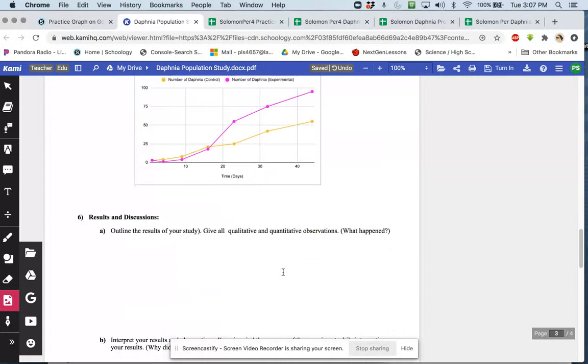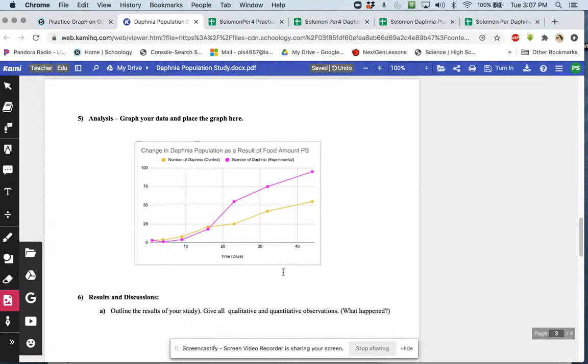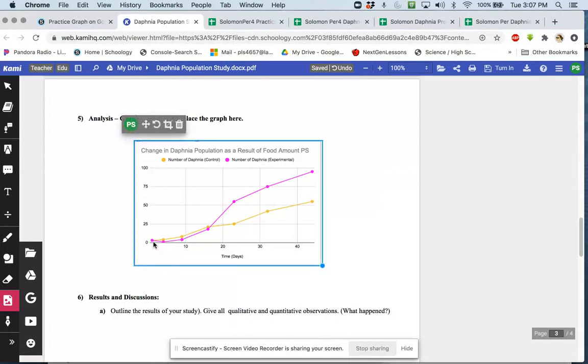And what am I going to do now? I'm going to look at this graph. I'm going to say, all right, what happened? We started out with the same exact amount of Daphnia, and now we're looking at the control bottle, which is the yellow line, and it did grow over time. It got up to 55 in the end, but then if I look at my experimental bottle, it went down, but then it went up, and eventually it surged all the way up to 95 Daphnia.